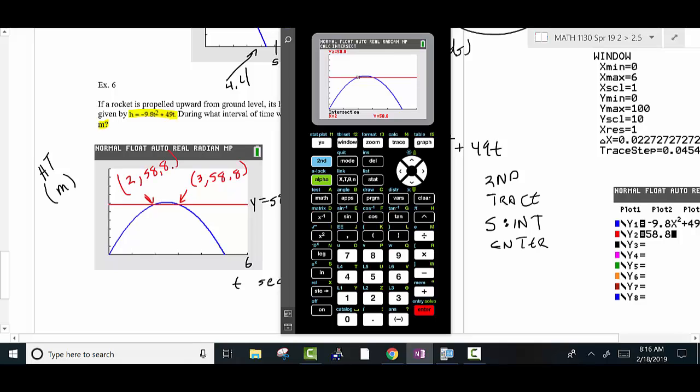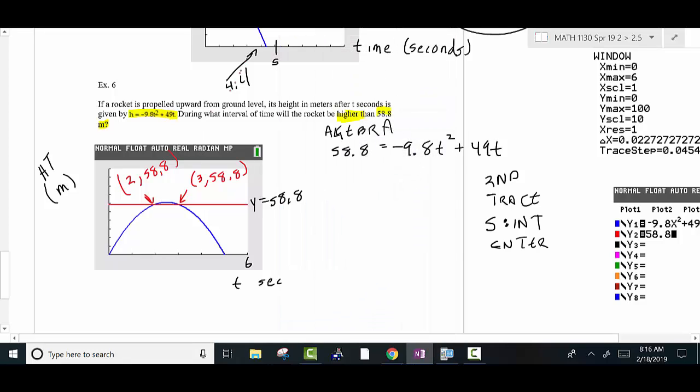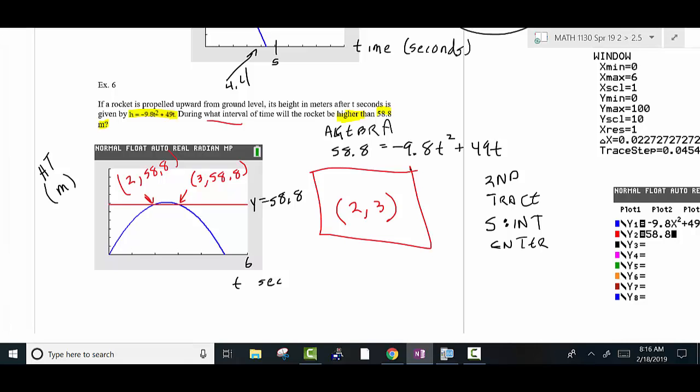Does that make sense, what I did on my calculator? Is that working okay? I don't know if we've done that this semester yet, but you can find the intersection between two curves by doing that. So basically you would say, on what interval? The answer would be from 2 to 3. From 2 to 3 seconds, that projectile is above 58.8 meters. That's the meaning of that. Does that make sense to everybody?